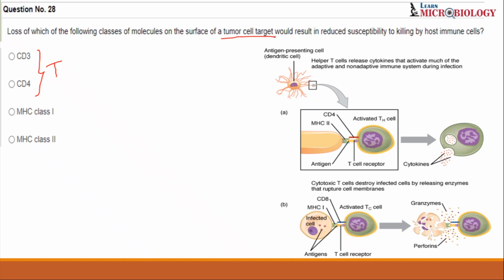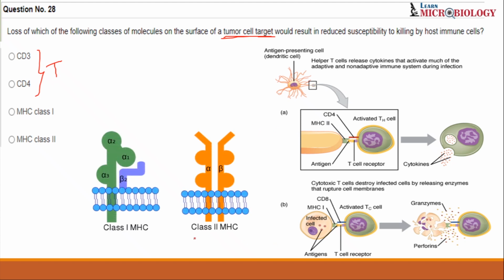See, a tumor cell is a normal cell, only that it has lost the control of its cell cycle and hence it is going to divide repeatedly. So it is like any normal cell. The options left are MHC class 1 and MHC class 2. MHC is nothing but major histocompatibility complex, as we know it. There are two classes of MHC. One is MHC class 1, another is MHC class 2.